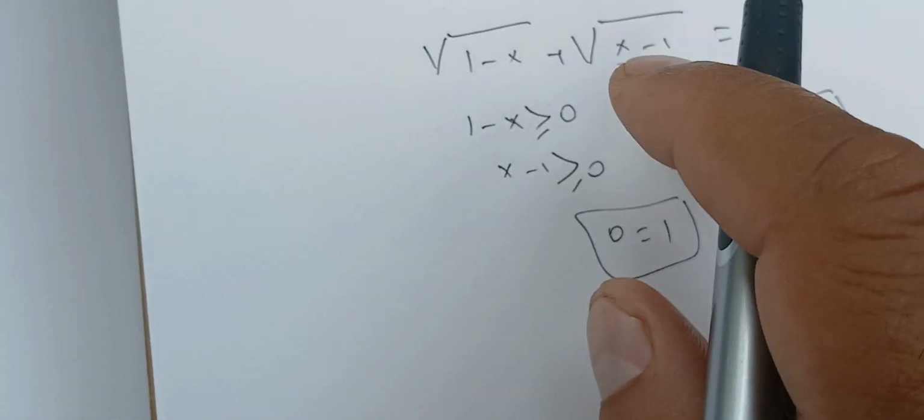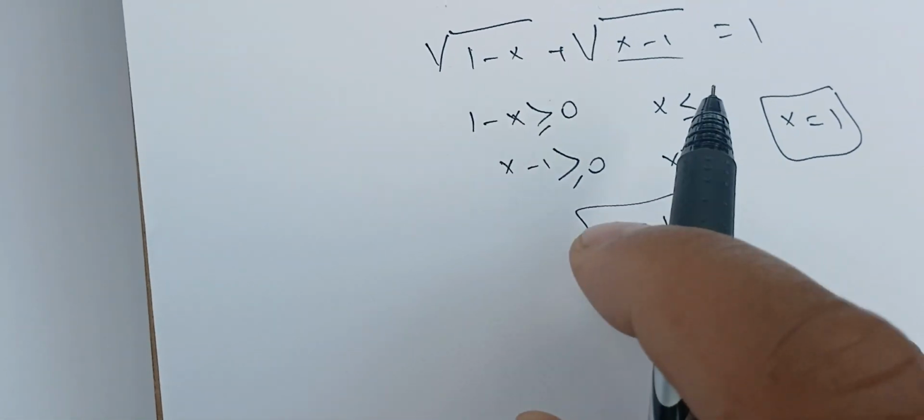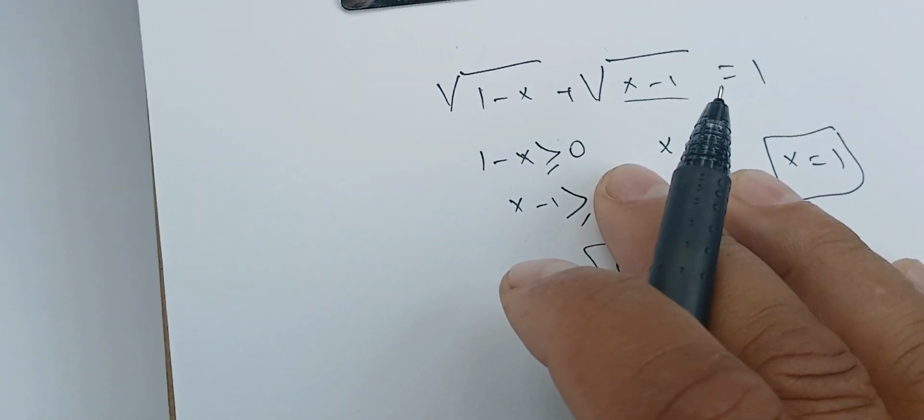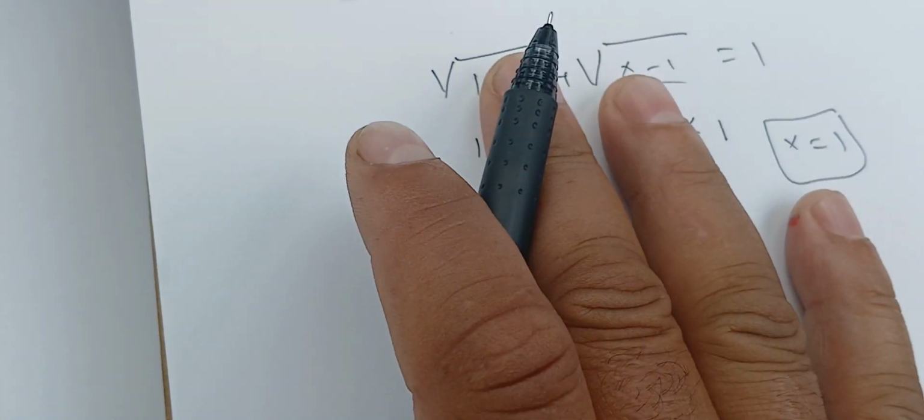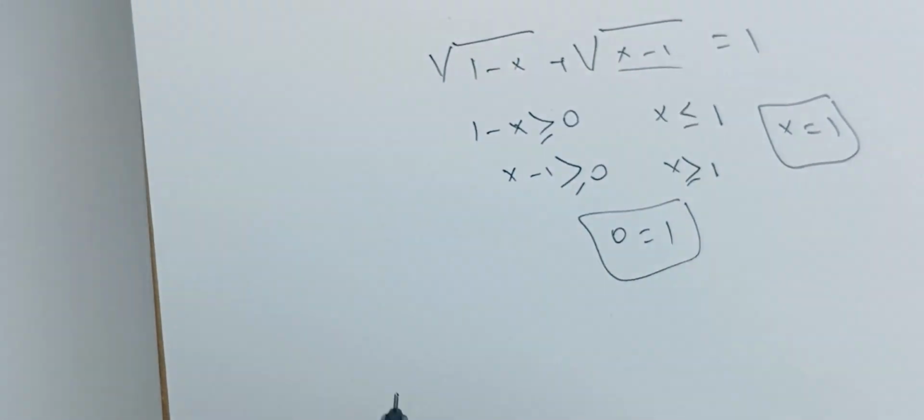So here, note that the domain is just 1. This function is defined only when x is 1. We're going to do one more thing. We do it graphically, and we're going to square both sides to see where we get.